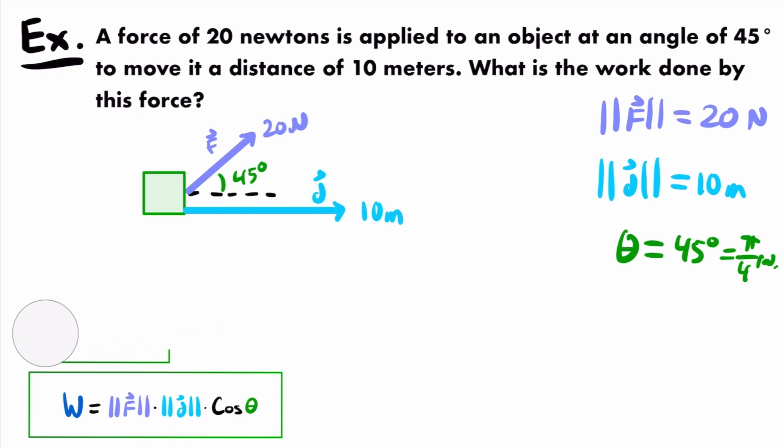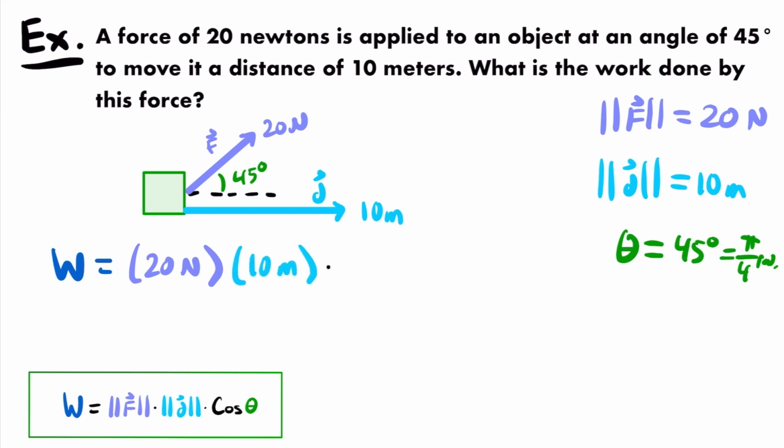All right, so here's what we're going to have in this case. To find the work, we will take the magnitude of our force vector, which is 20 newtons, times the magnitude of the distance vector, which is 10 meters, and then we're multiplying by cosine of theta, where theta is the angle between those two vectors. And so we will have cosine of that angle, which in this case is 45 degrees, or if you prefer to work in radians like I do, I'm going to use pi divided by 4. All right, so that's pi divided by 4.